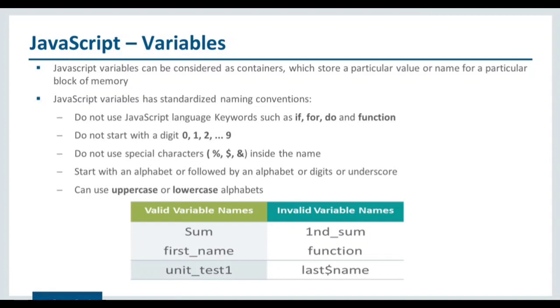So here are some examples. Valid is something like sum, or you can have first_name, unit_test1. Invalid is you cannot start it with a digit. You cannot use a keyword like function, and cannot use a special character like dollar. Okay, so these are some of the rules of defining your variable. So let's see all these types of variables.